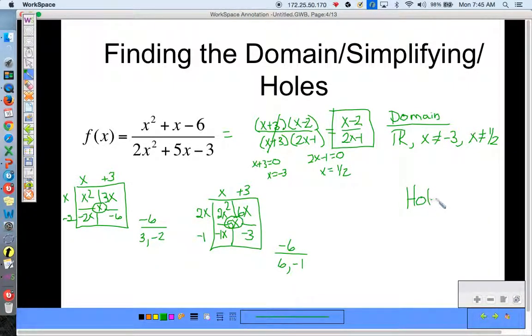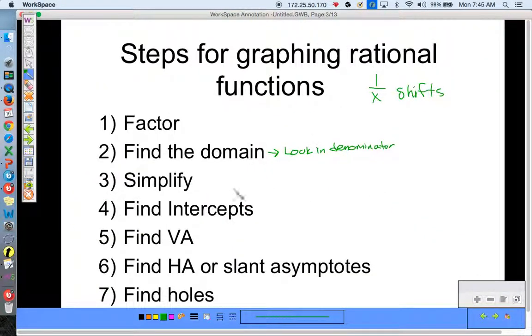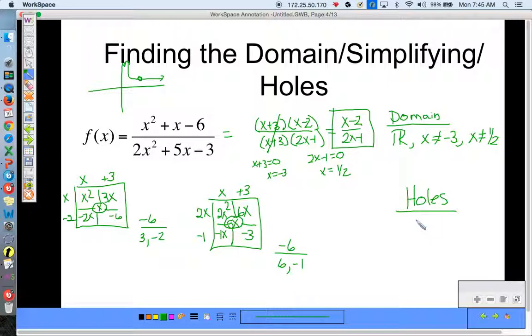And then we're going to look at our holes. What a hole means on these graphs, it might look like this on a calculator, but there's some tiny value where it doesn't exist. There's a little hole there. And our holes are in the term, it's a 0 in the term that reduces out. So in this case, we have a hole at x equals negative 3.